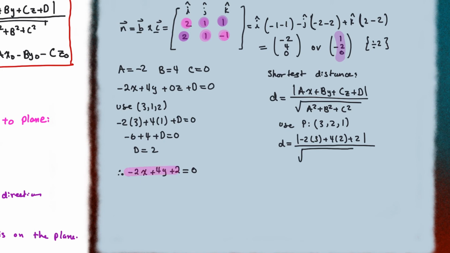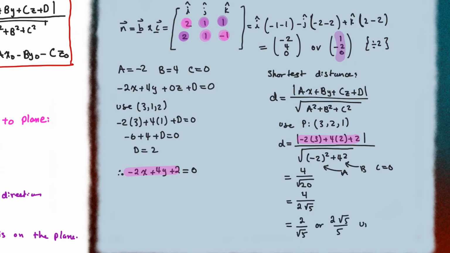And we're going to plug those values in for x, y, and z into our Cartesian form of the equation, and we are going to find the magnitude of our normal vector there, and that's going to be -2 squared plus 4 squared. Once we do all the calculation and we simplify our answer, we get 2 over root 5 or 2 root 5 over 5 in a simplified rational form.